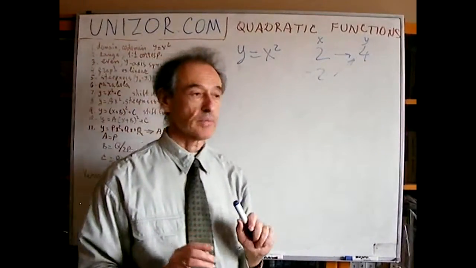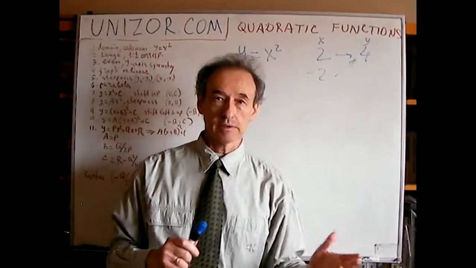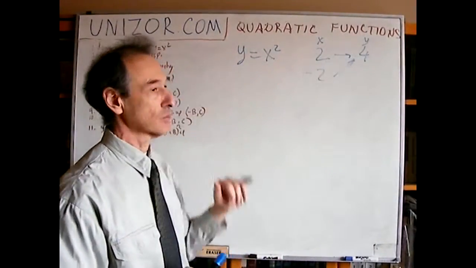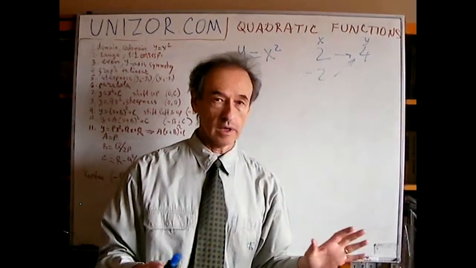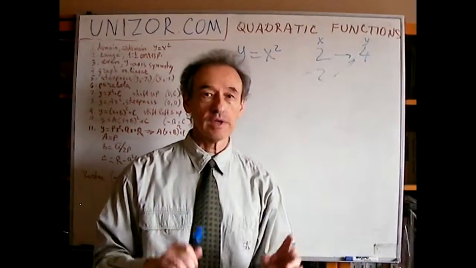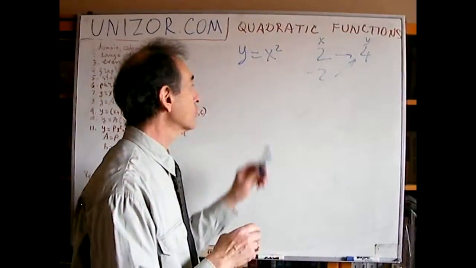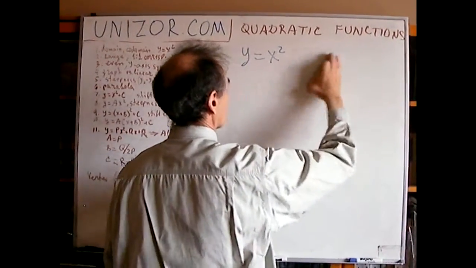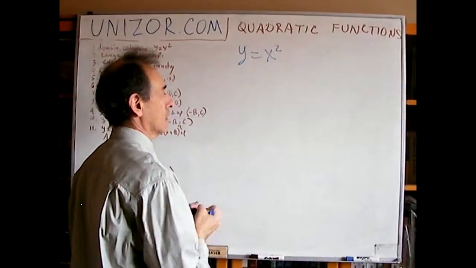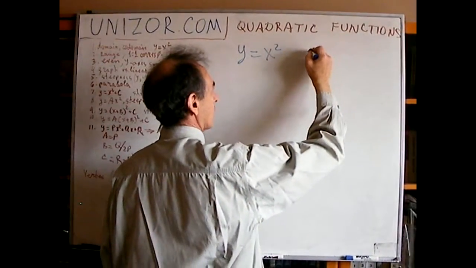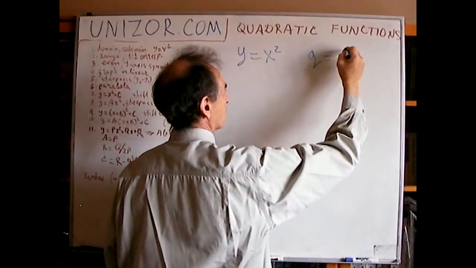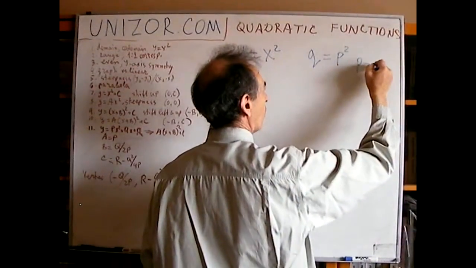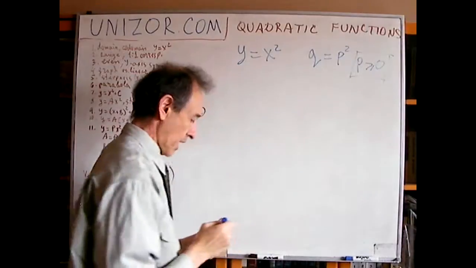However, we can always restrict our function to a narrower domain. So what if I consider this function y is equal to x squared only on the domain of non-negative numbers? Well, in this case, we do have a one-to-one correspondence, because for every... so let's say it's a different function. I will use q is equal to p squared. p is an argument, q is a function. But I will consider this function only on this domain.